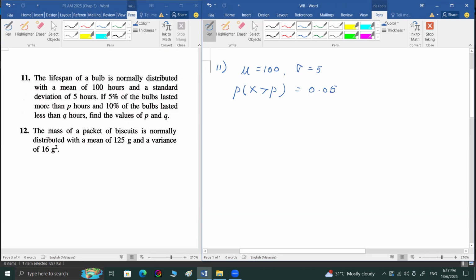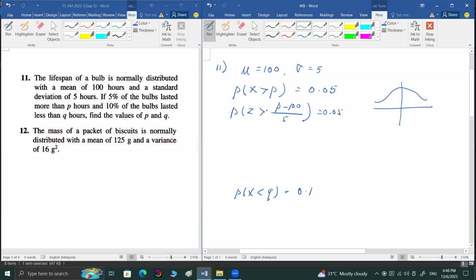And the other one is 10% less than Q. 10% means 0.1. So you do the same thing, class. You change it to Z. Z equals P minus mean per standard deviation, that is 0.05. You see the bell graph here. Greater than means to the right, and less than half, I know it's here.